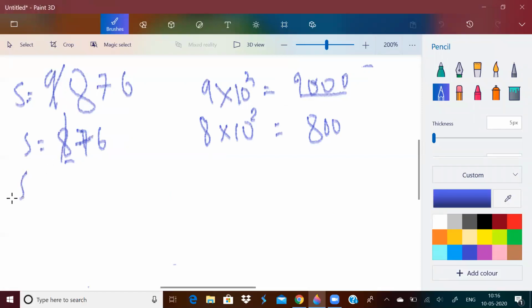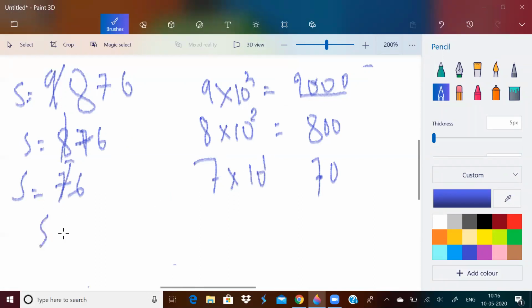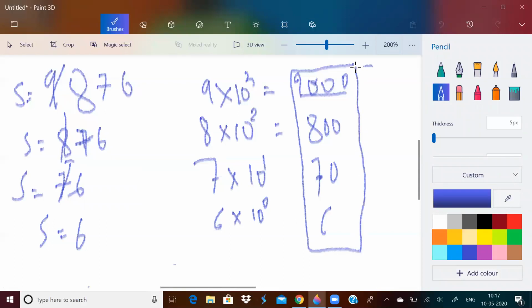Now erase 8, and the number is 76. Now you will get 70 because it is 7 into 10 power 1. Then finally you will get 6. 6 is 10 power 0. So these are the 4 round numbers, which when added, you will get this.